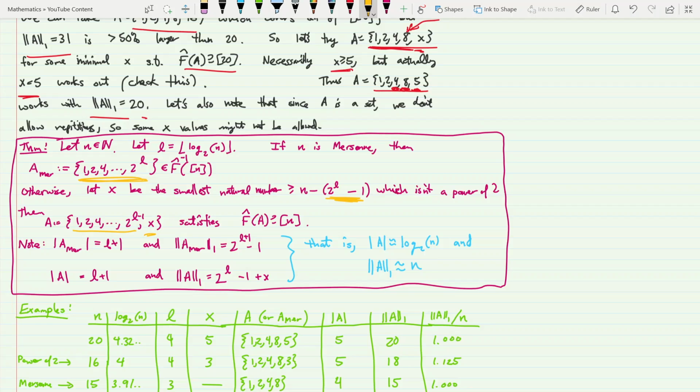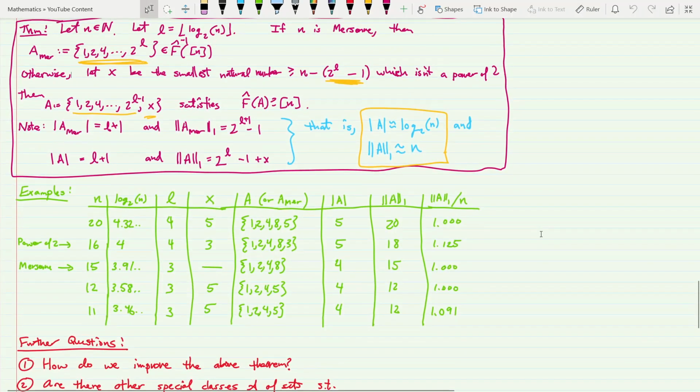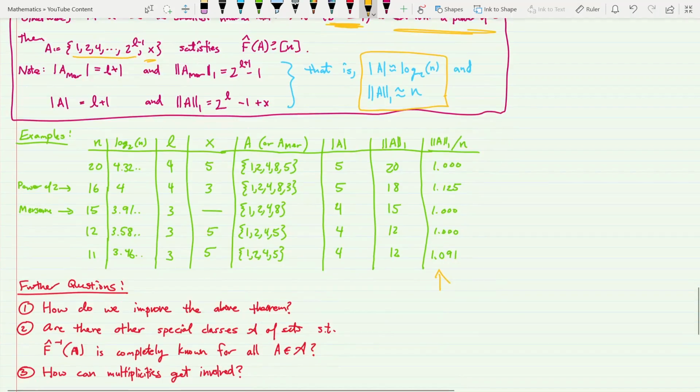And, okay, roughly what we're saying is that we have nice solutions. So the cardinality is basically log base 2 of n, and the L1 norm, the sum of the elements, is basically n. So these are very nice. And here, if this is confusing, I have some explicit examples with all the numbers here. Again, this column, we don't always get 1 just because of this weird issue with x not being a power of 2. But it should be 1, basically.